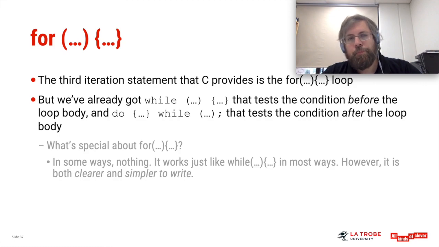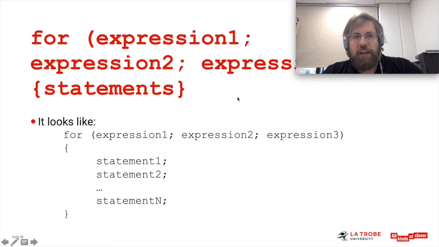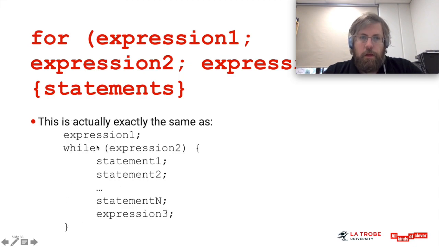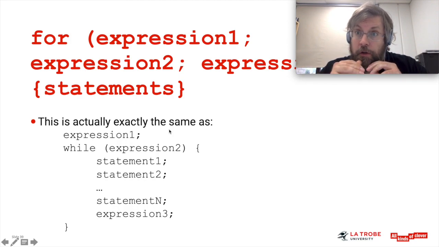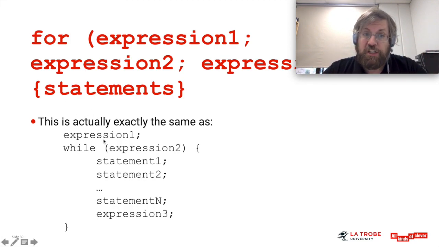Okay? So what for looks like is 3 expressions in parentheses separated by semicolon followed by a statements block. Okay, so we have for expression 1, semicolon, expression 2, semicolon, expression 3, then a statements block. This is actually the same code as if we had done this. Expression 1 first, then while expression 2, and then expression 3 at the end of the statements block. These two accomplish the same thing.